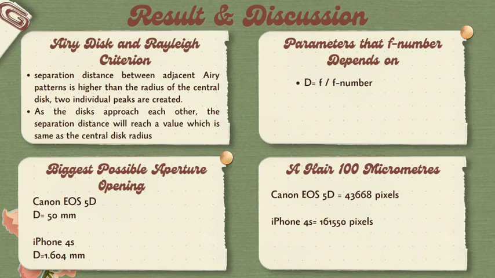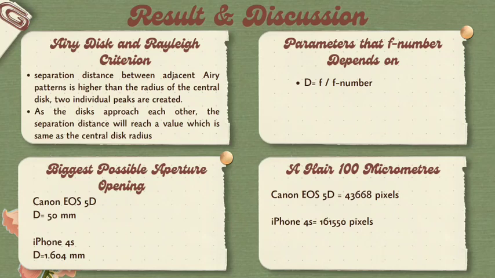An airy disc is the diffraction pattern created by light passing through a circular aperture, featuring a central bright spot and surrounding rings. The Rayleigh criterion states that 2 points are resolvable when the distance between the centers of their airy discs equals the radius of the central disc.